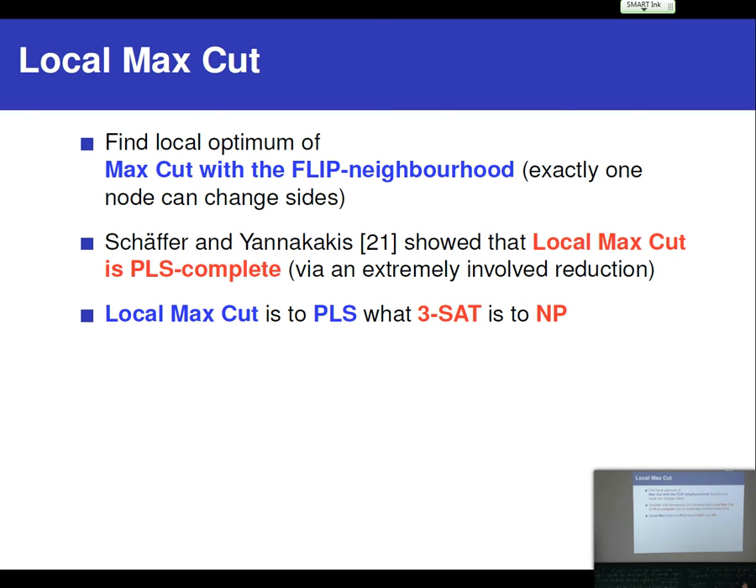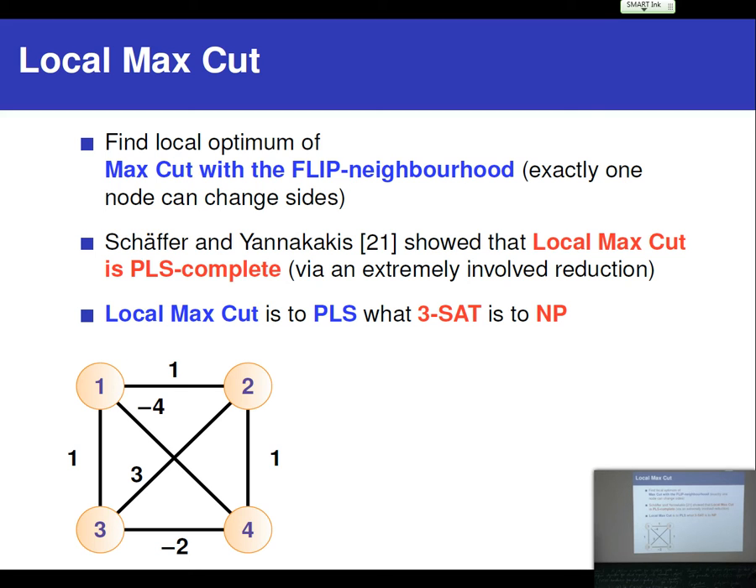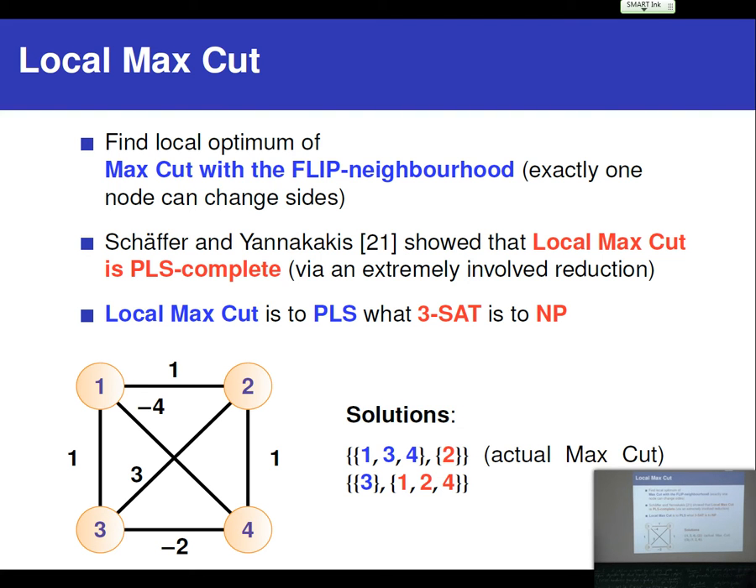Now a local solution is one where no node can jump over and improve the cost or reward of the cut, however you define it. I won't go through the example, but of course the actual max cut is one of these local max cuts, but we can have other ones too. I think it's quite believable, so I won't go through the example because I want to get through some of the other stuff.